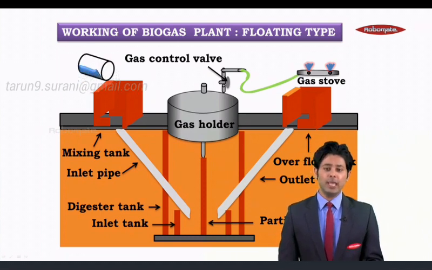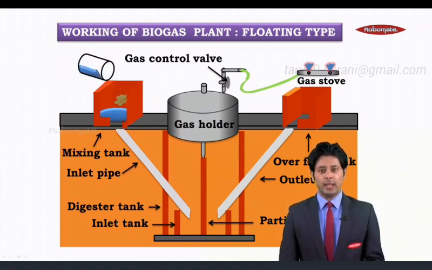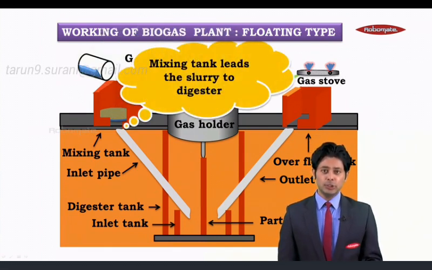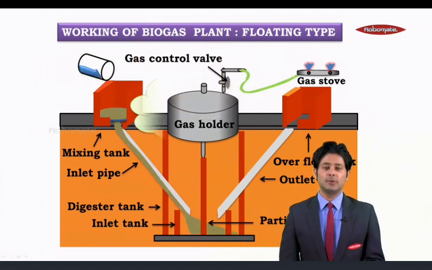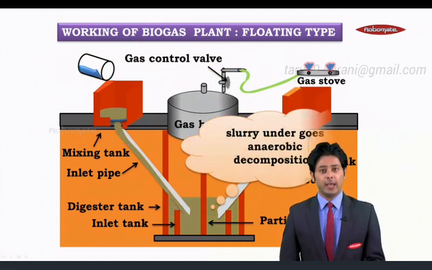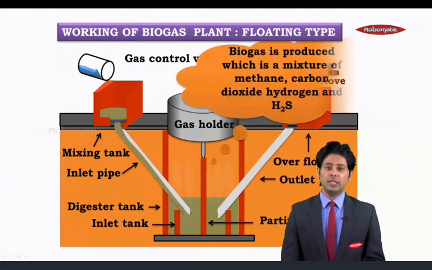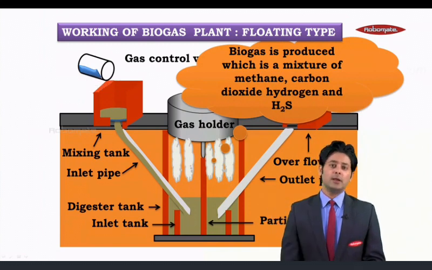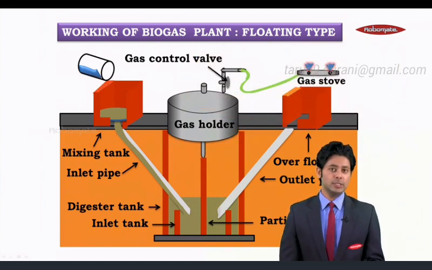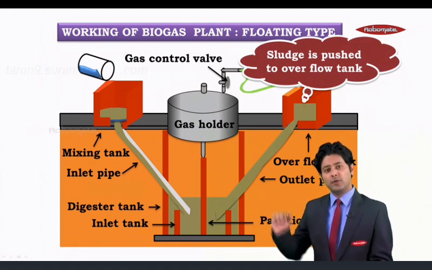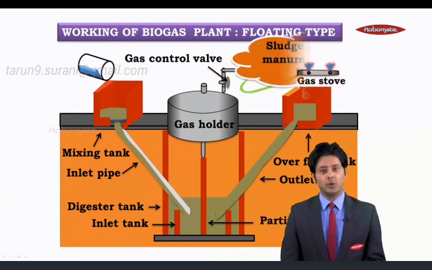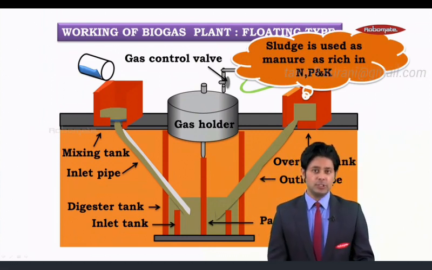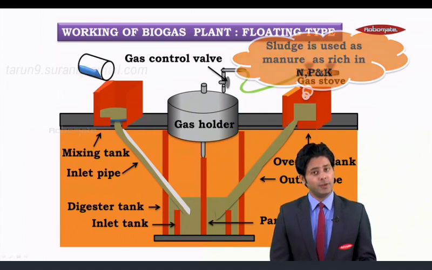Now, what we do is we add water to cow dung, and as a result, we get slurry. This slurry is pushed to the digester tank, where it undergoes anaerobic fermentation, which leads to the production of biogas. It basically consists of methane, carbon dioxide, hydrogen and hydrogen sulfide. The sludge is further pushed to the overflow tank, which is rich in nitrogen, potassium and phosphorus, and is used as manure in the agricultural field.